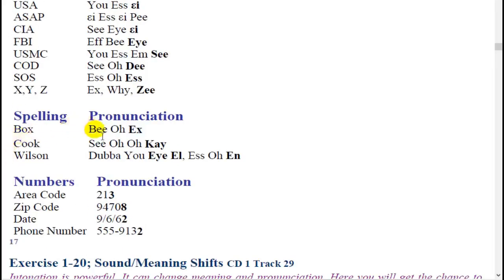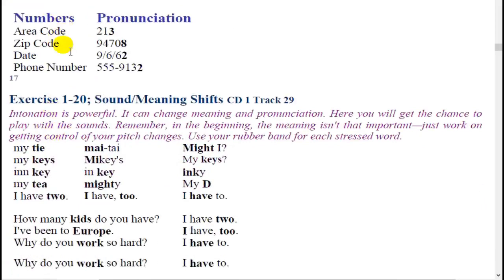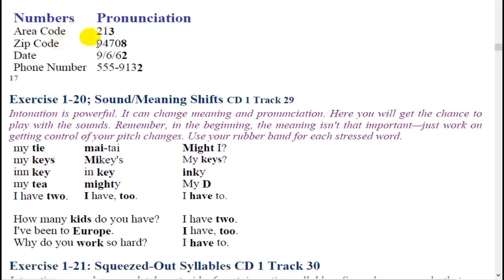Box, B-O-X. Cook, C-O-O-K. Wilson, W-I-L-S-O-N. Area code 213. Zip code 94708. Date 9662. Phone number 555-9132.